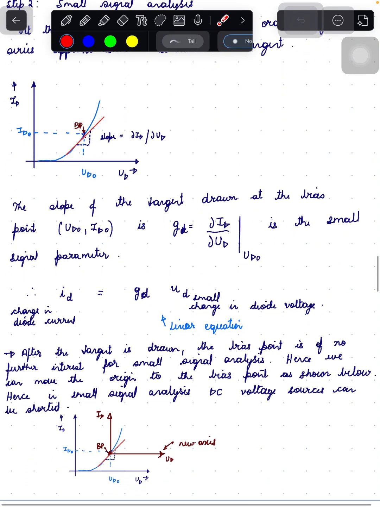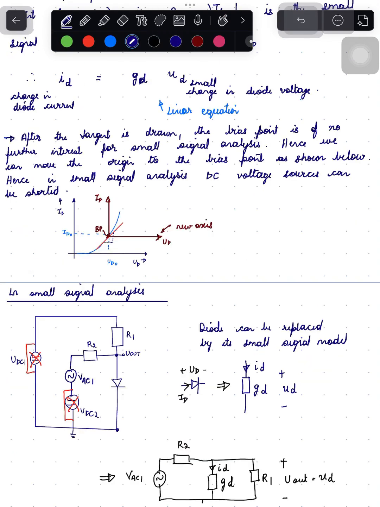After drawing the tangent, the bias point is of no longer interest. Hence, we can move the origin to the bias point as shown below. Hence, in small signal analysis, DC voltage sources can be neglected, that is shorted. So here, if you can see, at the bias point you can move the origin, and the DC or the bias point voltages are of no importance in the small signal analysis.